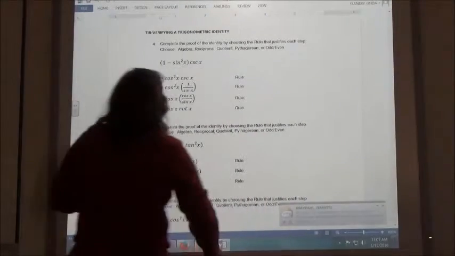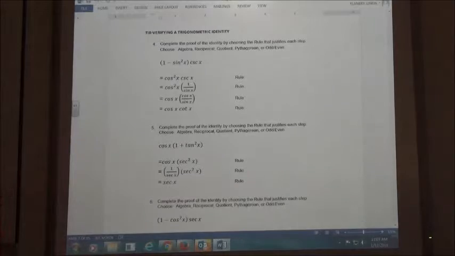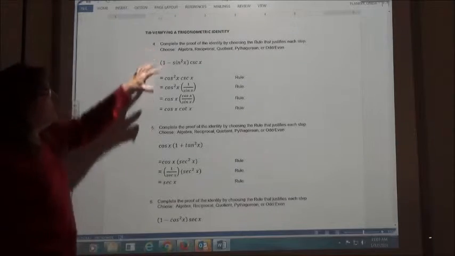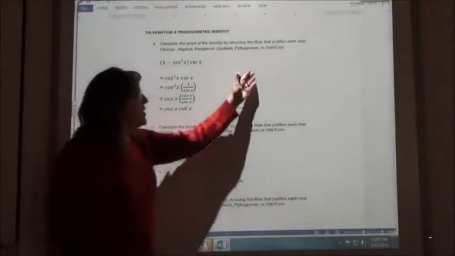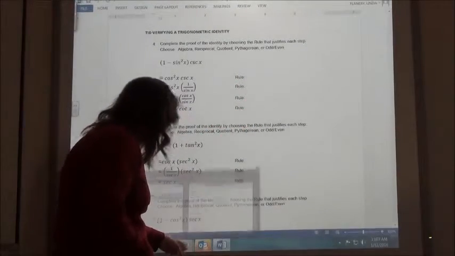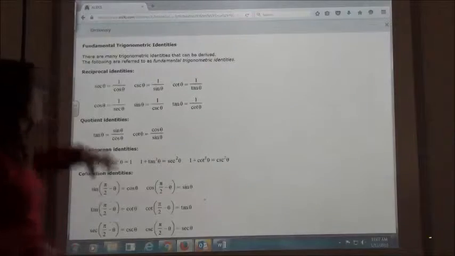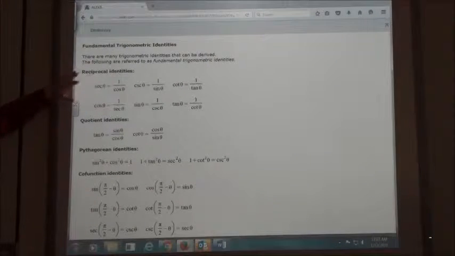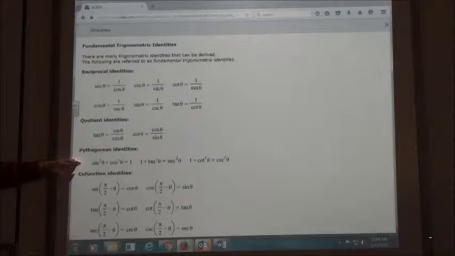On 4, 5, and 6, we're going to verify a trigonometric identity. So they're actually going to do the work for you. They're just going to have you tell what rule it is. So again, we're going to use those trigonometric identities, our reciprocal identities, the quotient identities, and now they're also going to add in the Pythagorean identities.